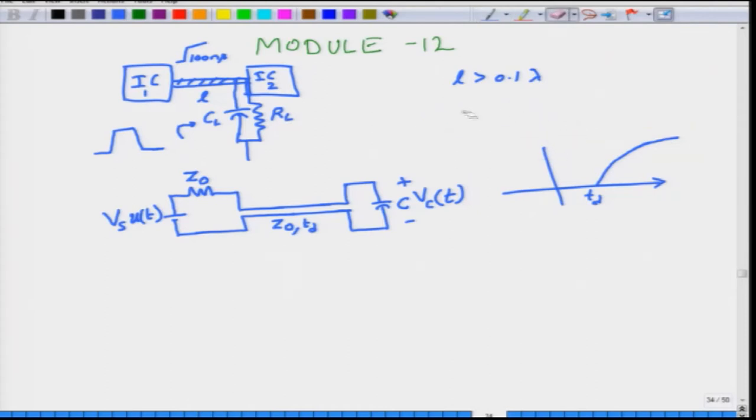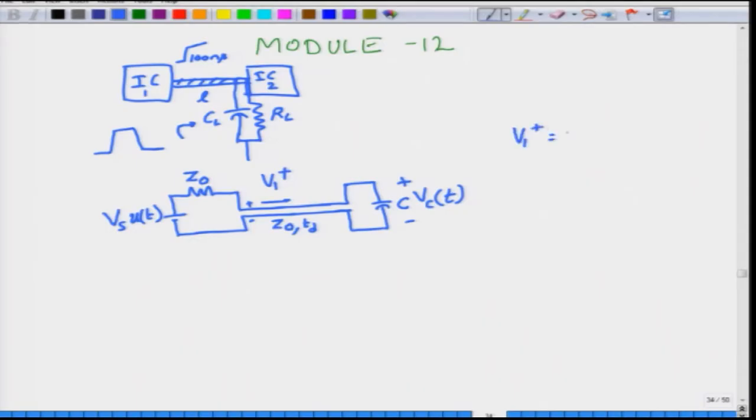So let us do that by writing out a few equations. We are going to use KCL and KVL, with a little bit of help from our knowledge of how the voltages propagate along the transmission line. So at t equal to 0, when we close the switch, a step function would be launched on the input terminals of the transmission line, which then begins to propagate. That voltage we know already from our lattice diagram: V1 plus is going to be Vs by 2. Why? Because at t equal to 0, the equivalent circuit is the input terminal of the transmission line with the characteristic impedance of Z0, connected to this source which is Vs with Z0 internal impedance, and the voltage that appears at the input terminals will be V1 plus.